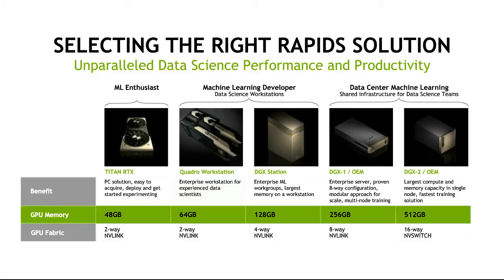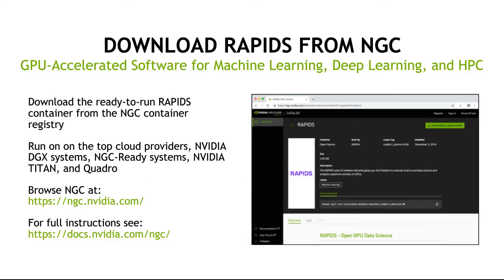A Rapids container is available on NGC, the NVIDIA GPU cloud. The NGC container registry provides researchers, data scientists, and developers with simple access to a comprehensive catalog of GPU-accelerated software. NGC features over 40 ready-to-run containers for machine learning, deep learning, and high-performance computing that take full advantage of NVIDIA GPUs on-premises and in the cloud.